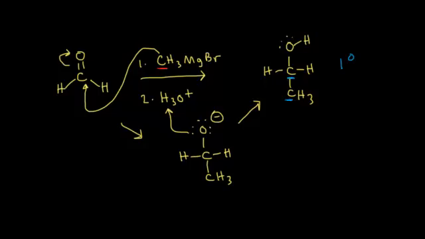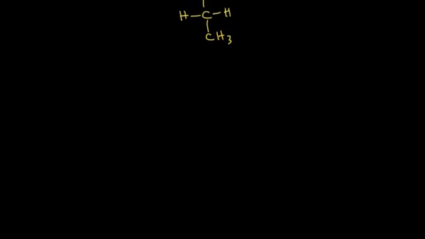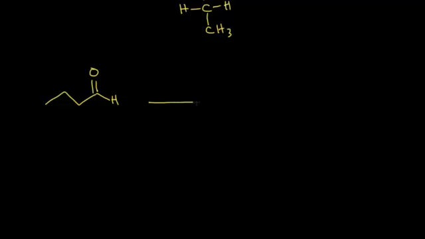Let's see how we can make secondary alcohols. So this time you need to start with an aldehyde. So instead of two hydrogens on either side of your carbon, as we did before, this time you have to have an R group on one side. So this will be our aldehyde, like that. All right, and let's go ahead and use the same Grignard reagent. We'll use methyl magnesium bromide again, and second step, H3O+.